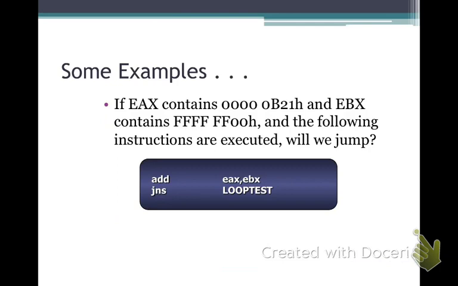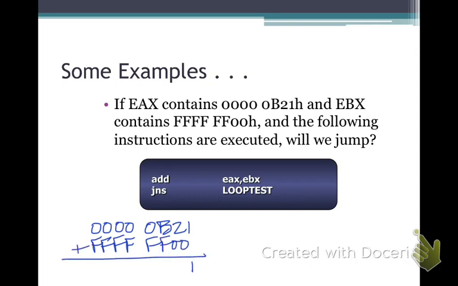So EAX contains something, EBX contains something. We're going to add the two together. Let's just go ahead and do that. I've got 0000 0B21 added to FFFF 0000. We add it and we get 1, 2, 15 plus 11 is 26. 16 goes into that once with A left over.